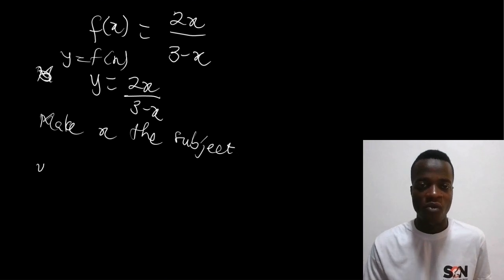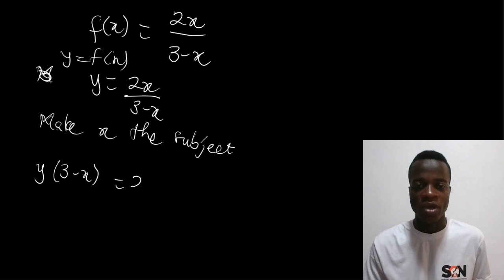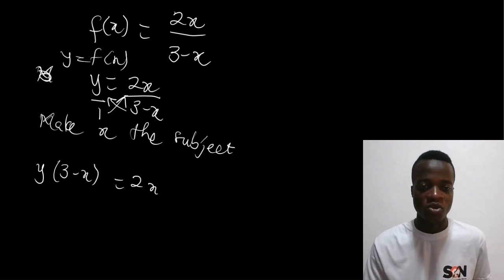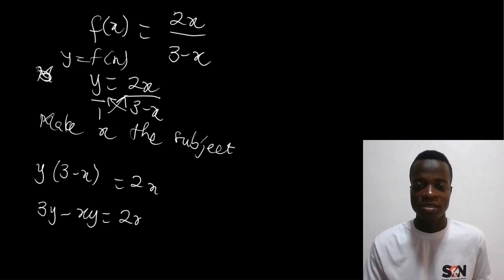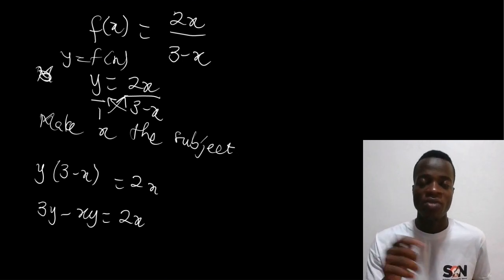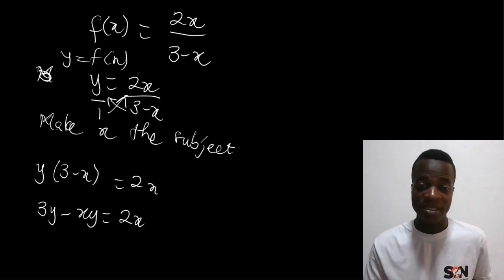So what do we do? I have y multiplying 3 minus x is equal to 2x. I'm just doing cross multiplication over 1, like how we did. We are just making x the subject. So I will expand this. I have 3y minus xy is equal to 2x. This is change of subject, how to make something the subject, from JHS, right? Let's revise that.